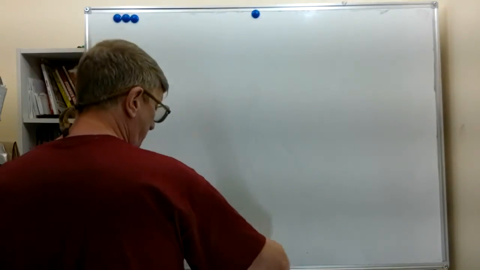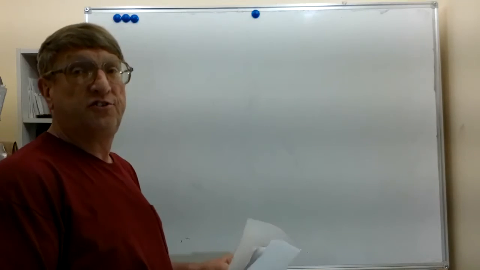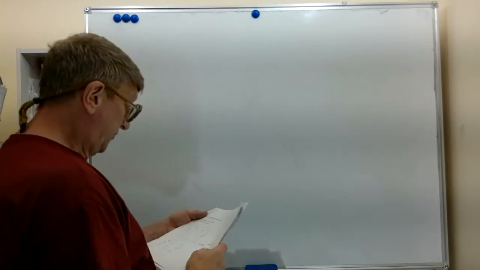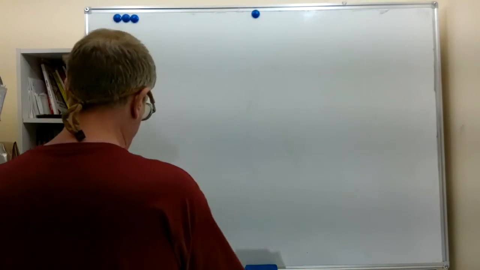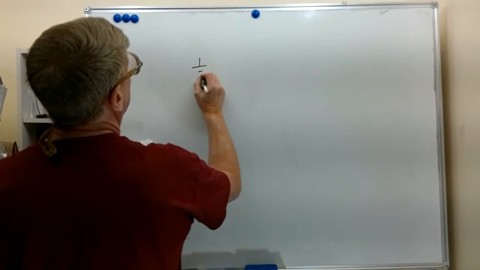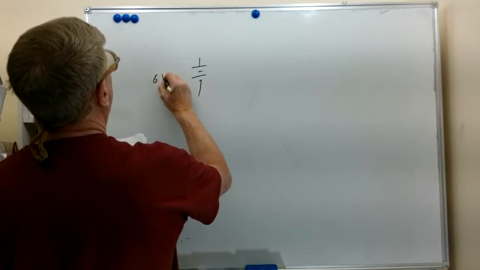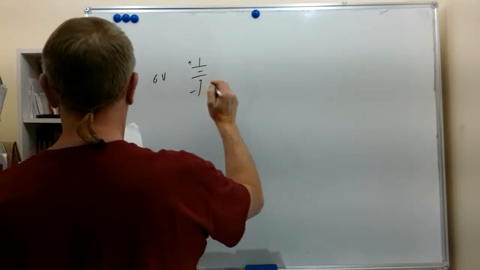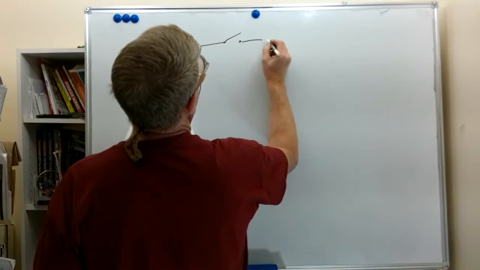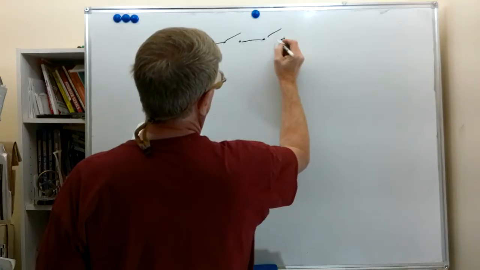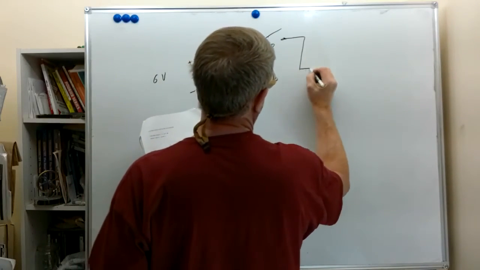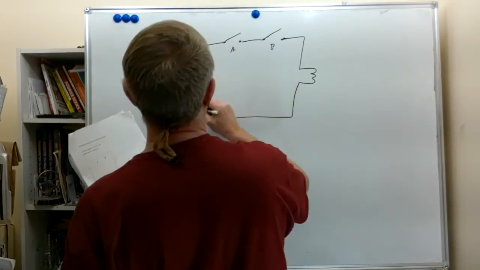Now we're going to do a quick little talk about some logic related to series circuits. We've got one more series circuit we're going to talk about, and I think we'll be done. We're going to put a 6-volt battery, and two switches in there, which we'll label switch A and switch B. And we're going to put a light bulb in there. It's designed to run on 6 volts.